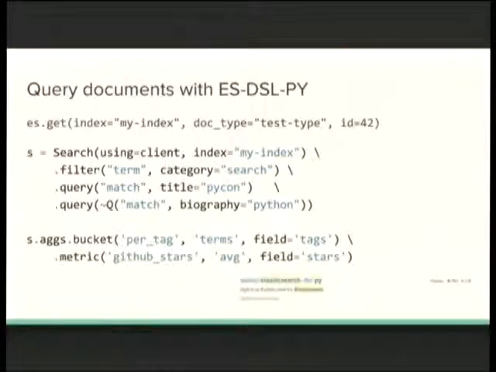In Python, how would you search for a document? First, if you want to just get a document by ID, it's pretty simple. If you want to do a more complex search, you can use this library that will transform it into their query DSL, which is JSON, and you get your documents.